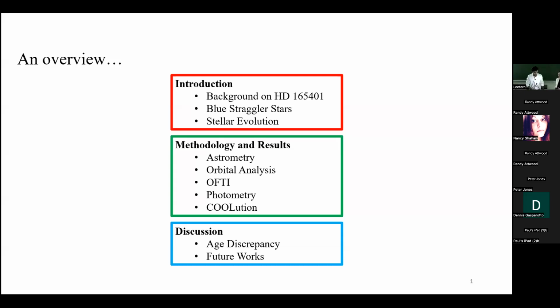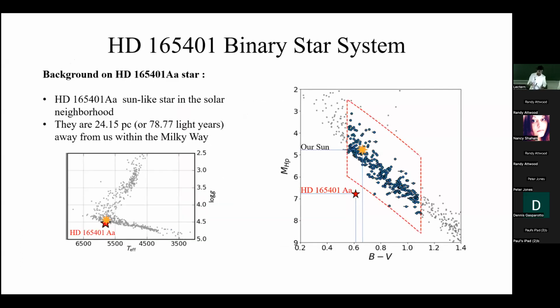So we'll start off with a brief introduction. We'll go through a background of the binary star system. We'll talk a little bit about blue stragglers, what they are, and a little bit about stellar evolution. We'll get into our methodologies and then their respective results, and we'll end off with a little bit of a discussion. So to begin, HD 165401, the binary star system.